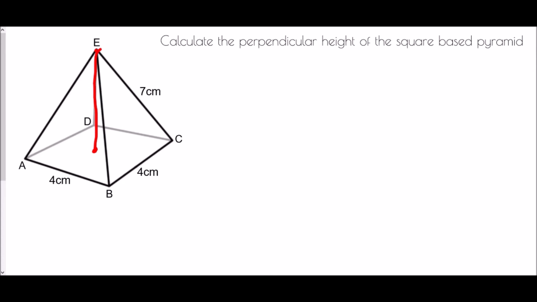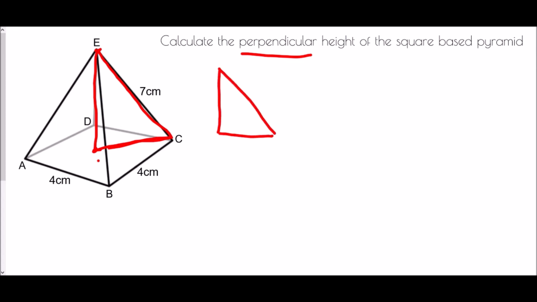And so if I want to do that, I need to start again thinking about right angled triangles. Where is there a right angled triangle involving the line going from E to the very centre of the base? Well, the answer is here. The right angle, as it says, it's a perpendicular height, so that line is at a right angle to the base of the shape.